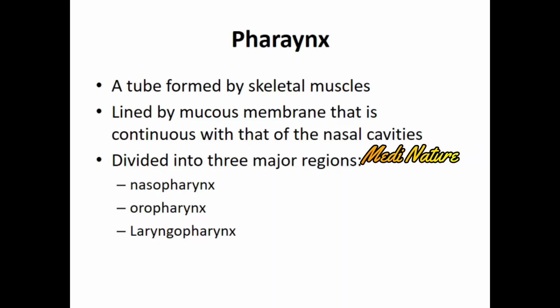The next part of the upper respiratory tract is the pharynx. It is a tube formed by skeletal muscles, and it is lined by mucous membrane continuous with that of the nasal cavity. It is divided into 3 major regions called nasopharynx, oropharynx, and laryngopharynx.